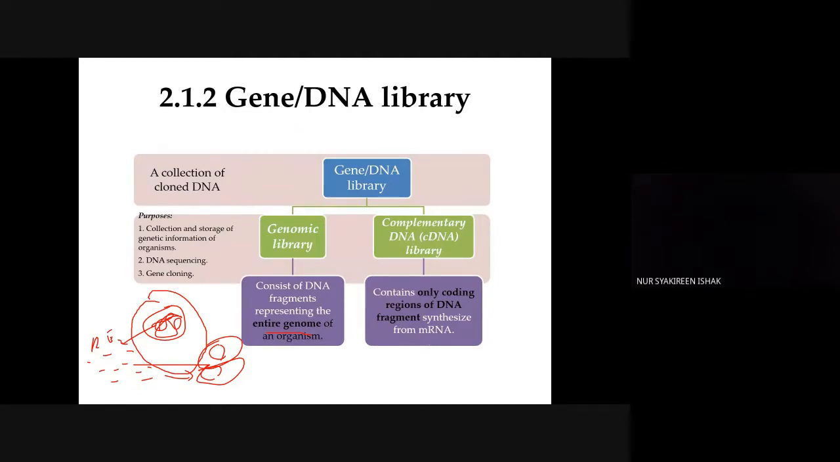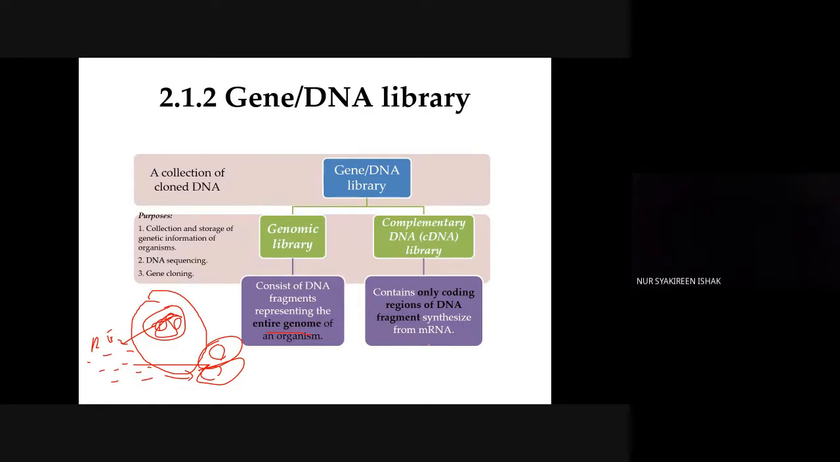And then for complementary DNA, cDNA library, it contains only the coding region of DNA fragments synthesized from mRNA. So for cDNA, it is synthesized from mRNA. Why do we synthesize the cDNA from mRNA? Because we look at the process of transcription for eukaryotic cells.